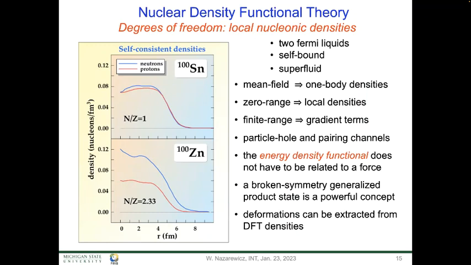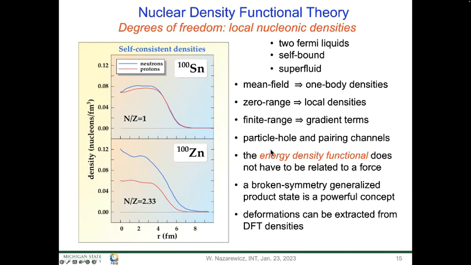The natural formalism for nuclear shapes and nuclear deformations is density functional theory, because the whole formalism is written in the language of nucleonic densities, which can be spherical, which can be deformed. And we have two kinds of densities, proton densities and neutron densities. You have interesting aspects of nuclear density functional theory. The nucleus is self-bound, and superfluidity is important.